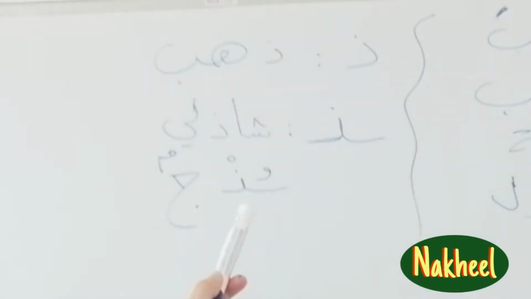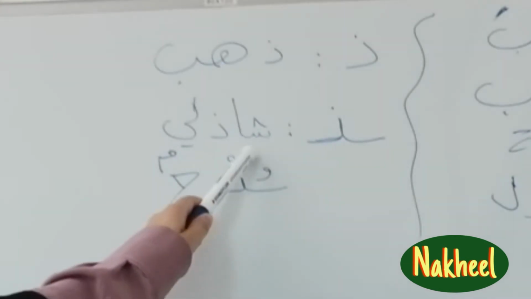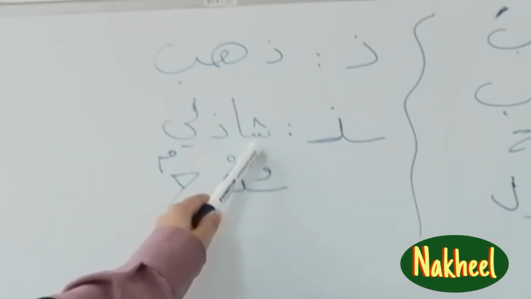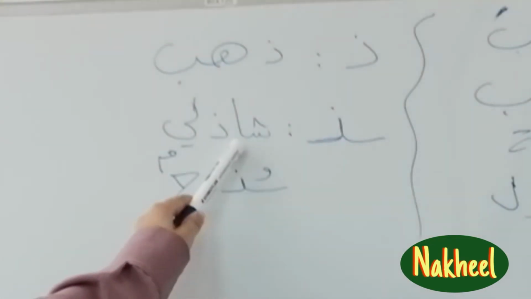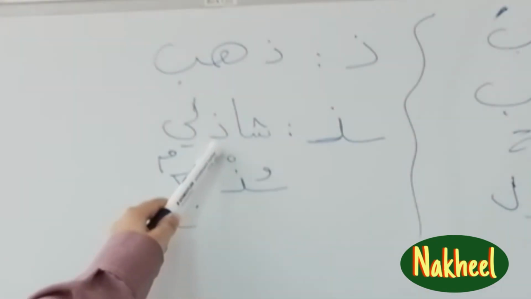When dal comes in the middle of the word, but let's say that you have an alif before it, like in the word Shadli, which is a name, or a nickname. So Shadli, as you can see, you have the sheen that we didn't explain yet, and the alif that we did explain, and then the dal.